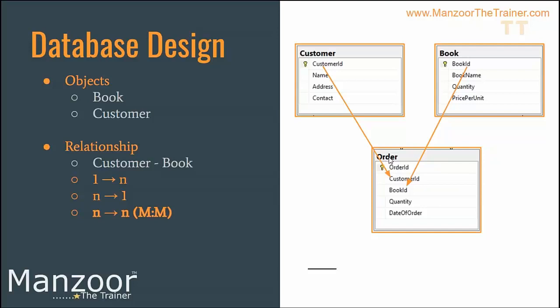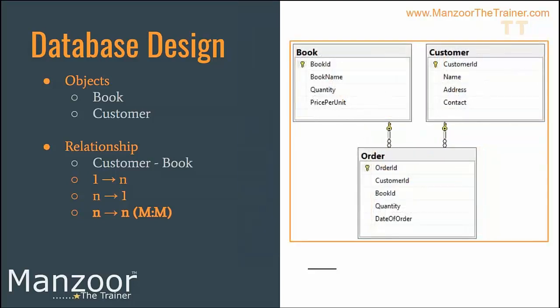Is this clear? And you can repeat the order ID so that you can track. But as of now, let us not go into that specification. Here I want to explain that when you have many to many relationship, what should we do? This is what we need to do. Is it okay? This will be your ER diagram.